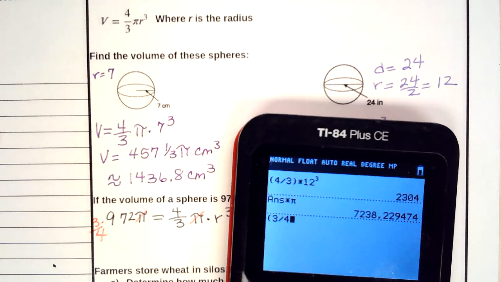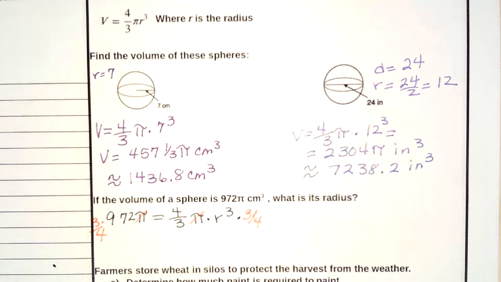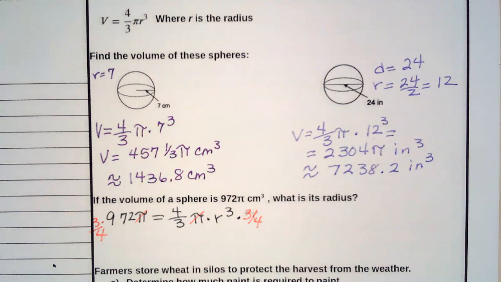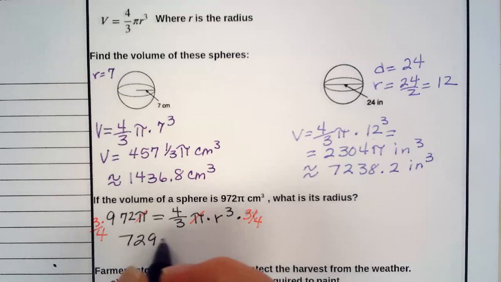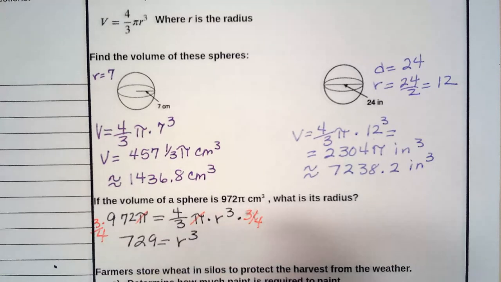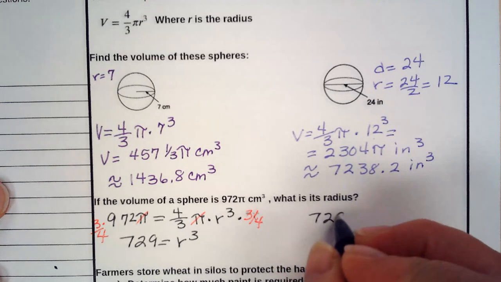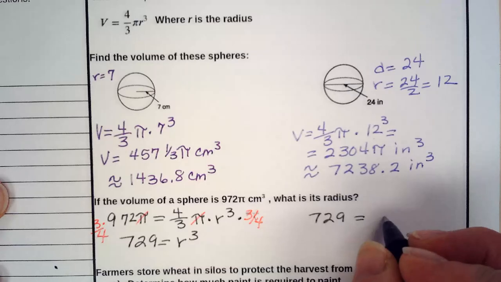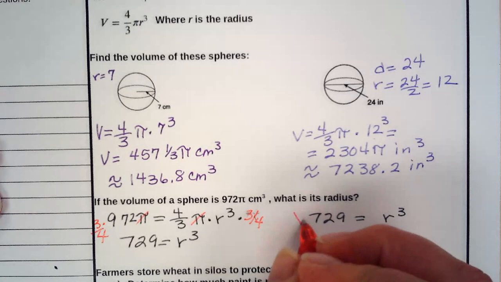Three divided by 4 times 972 gives me 729. What is the opposite of cubing? Taking that cubed root.